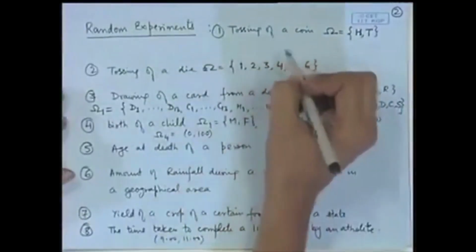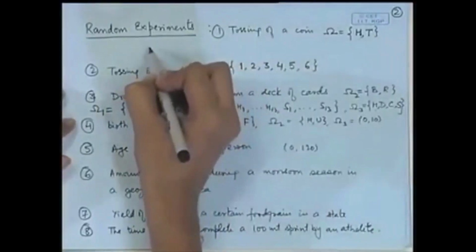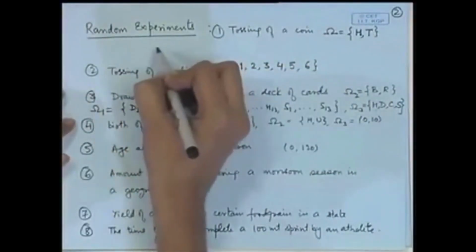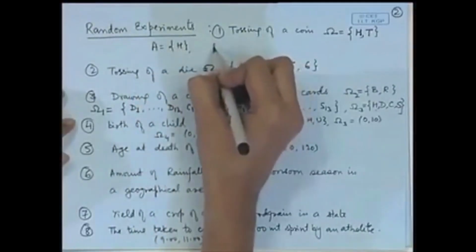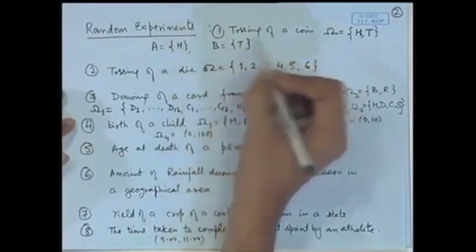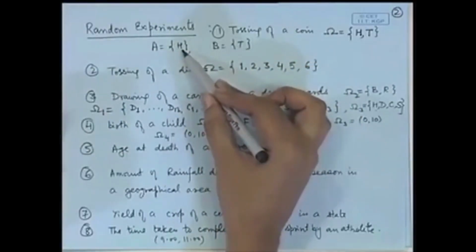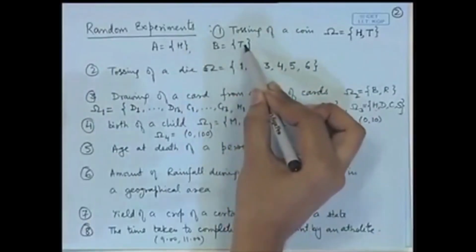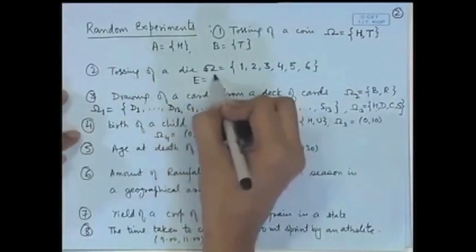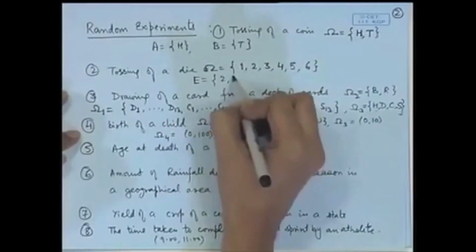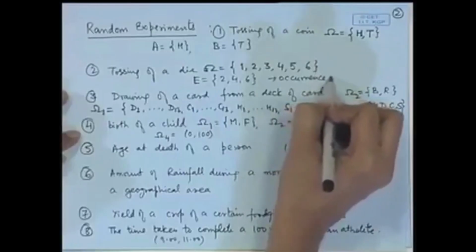So let us look at the experiments and the examples that we have already done. In the first case, if omega is equal to {H, T}, we may consider a subset consisting of only H, and a subset consisting of only T. So the set A denotes that head has occurred, the set B denotes that tail has occurred. So these are events. In the case of tossing of a die, we may consider the set E equal to {2, 4, 6}. This means occurrence of an even number.